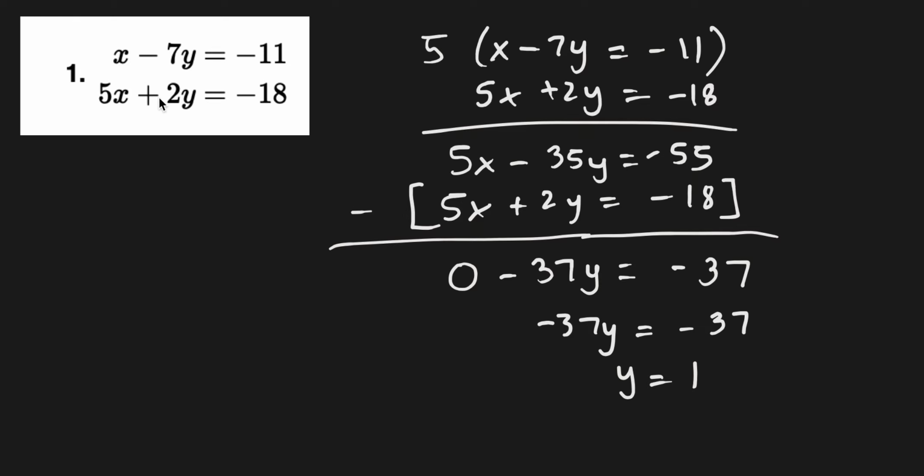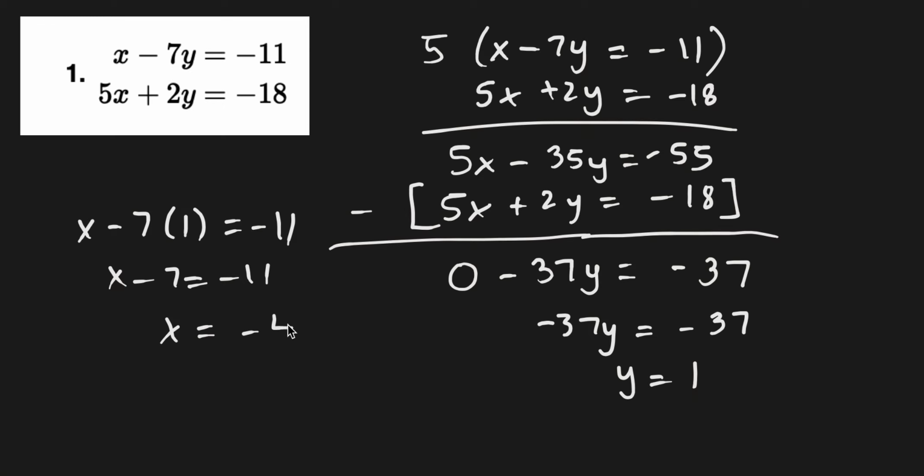We can just substitute that into any of these, really. So let's just do the top one. So x minus 7y, which is 1, is equal to negative 11. x minus 7 is negative 11. Add 7 to both sides. So x is going to be equal to negative 4. We can now do a quick check if you wanted to, but these are our solutions right here.